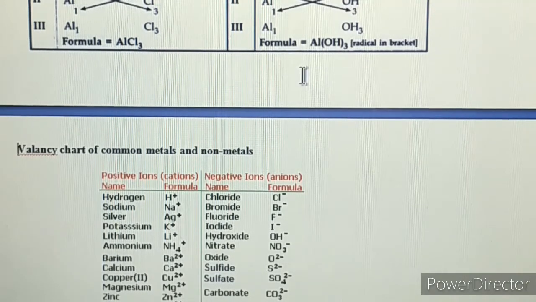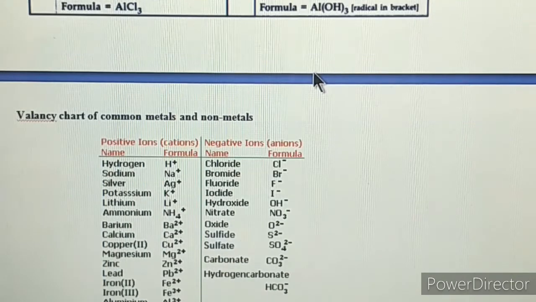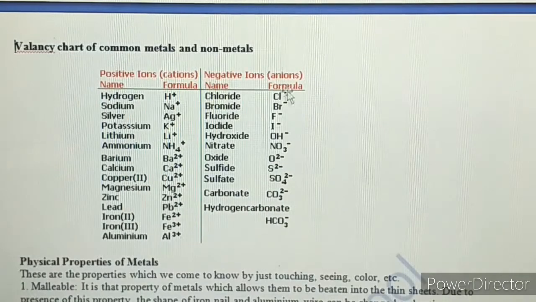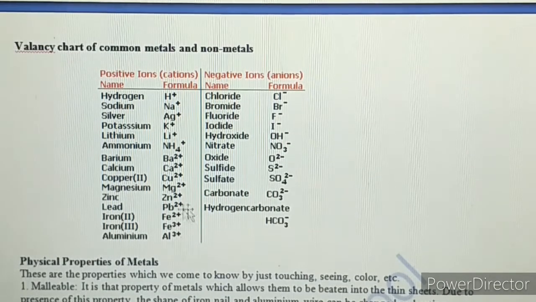So this is the way we have to write formula. Before writing a formula, what do you need to know? You must know the symbol of the element which you have to write, then you must know the valencies, then you just crisscross it and get the formula. Children, this is the valency chart I was talking about previously that you have to learn, like hydrogen, sodium, silver, potassium, lithium, ammonium, barium.